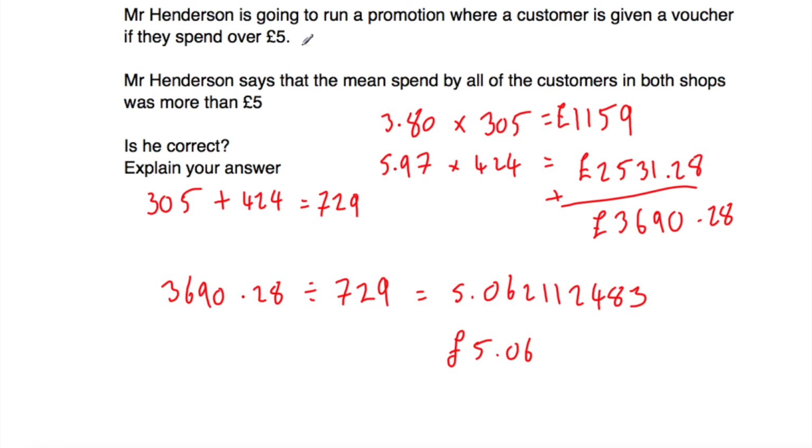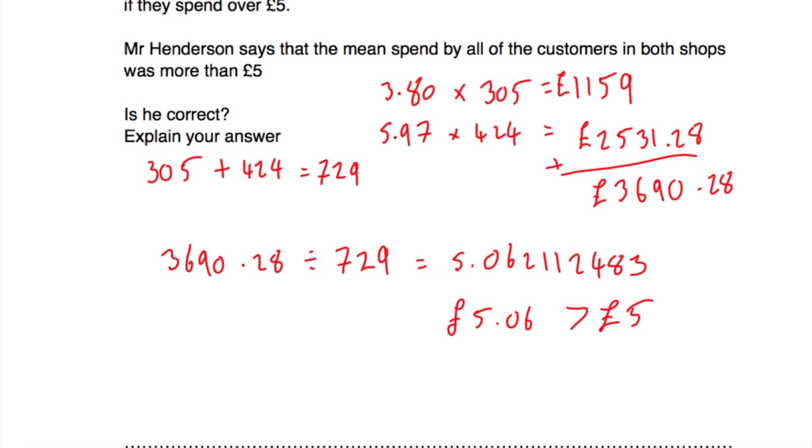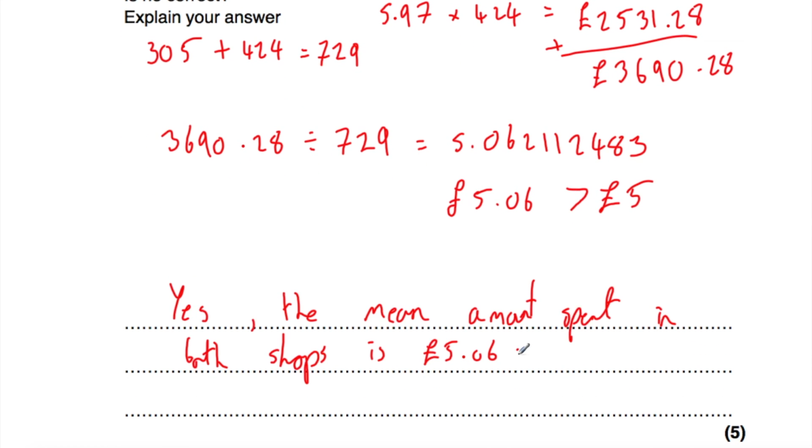Now he says that, remember, they're doing a promotion where each of the customers that spend more than £5 is given a voucher, and he says the mean amount of money spent by all the customers in both of those shops was more than £5. Well, that is greater than £5. So the question says, is he correct? The answer is yes. The mean amount of money spent in both shops is £5 and 6p. And that's it.